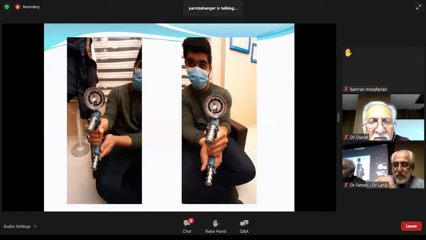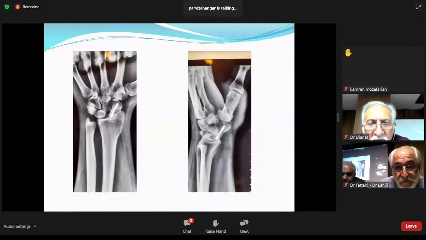Next. This is the force of the both wrists are equal. It was good until 1 year ago. They didn't come back to me. Next, please. This is the final radiography. We achieve a good union, but the scapholunate space is wider than normal, I see.